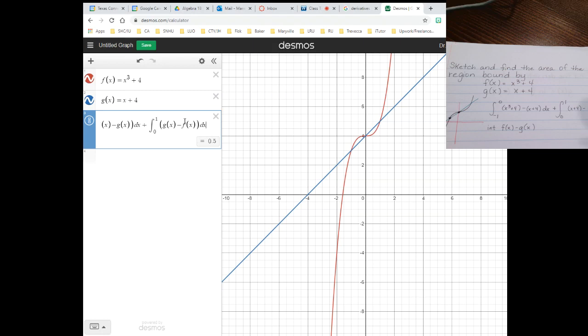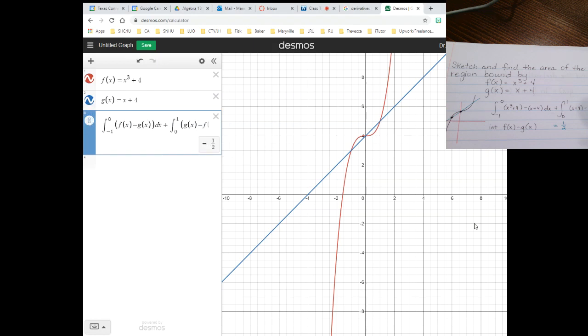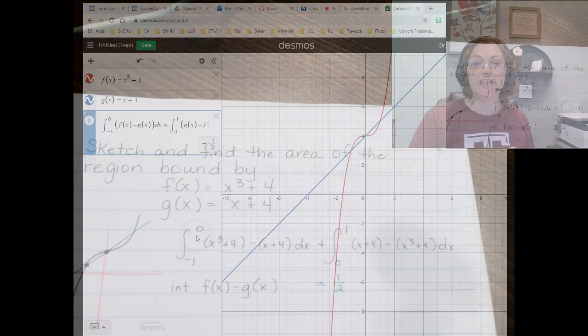And this is how I can get my answer. You can see that Desmos has done all of that work for me. And so I get that my integral should equal 1/2 or 0.5. If you want to see the fraction exactly, just click this button over here on Desmos and it'll give you that answer in fraction form, which I really, really like as well.